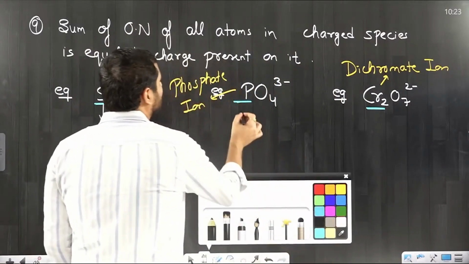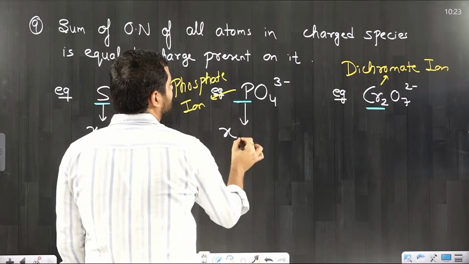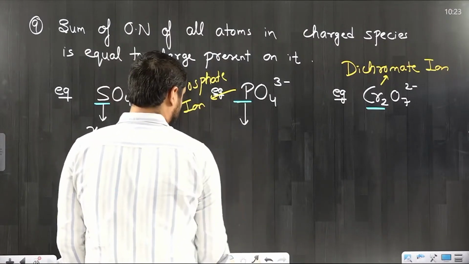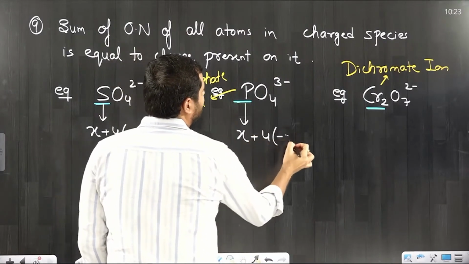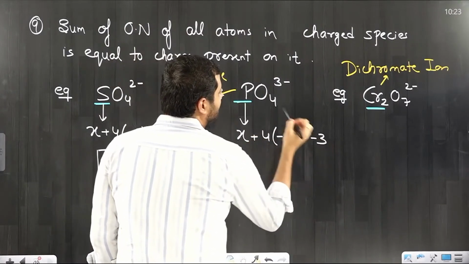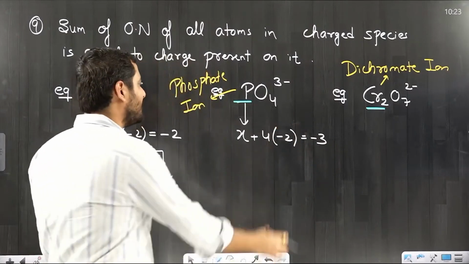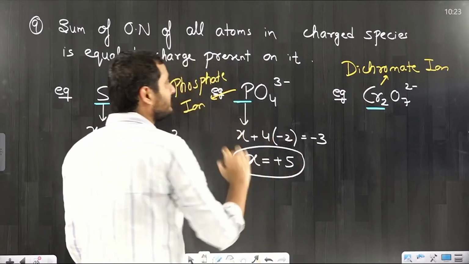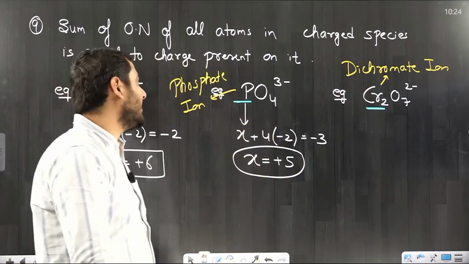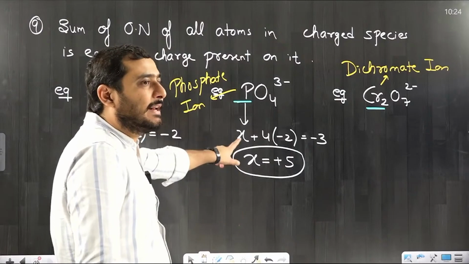So how to solve? For phosphorus, what do we take? x. How many oxygen are present? 4. So x plus 4 into minus 2 is equal to minus 3. So it is minus 8. So what do you get? Plus 5. So the oxidation number of phosphorus in phosphate ion is how much?